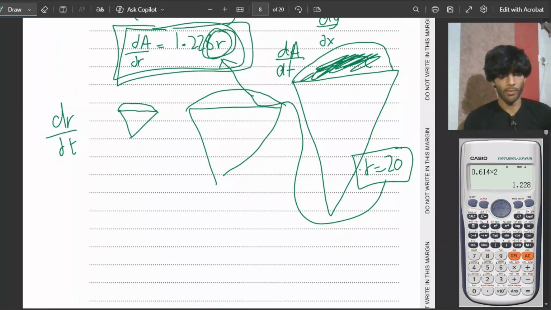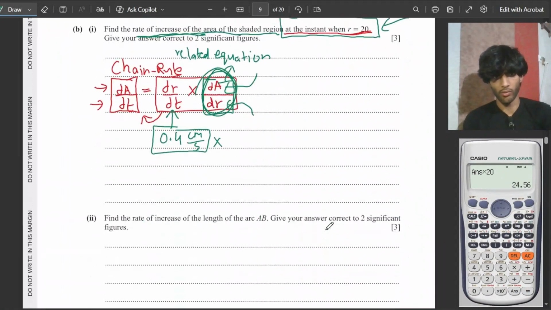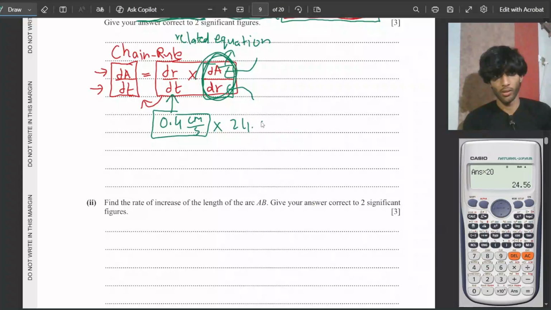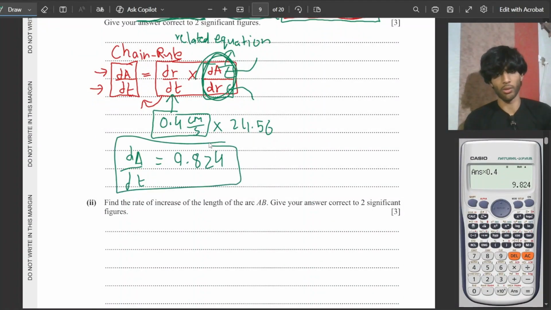So that's going to be 1.228 times 20. So that's going to be 614, or 24.56. So 24.56, and this is going to give you your dA by dt. So this is going to be times 0.4. Boom. So this is equal to 9.824. This right here is going to be your answer.